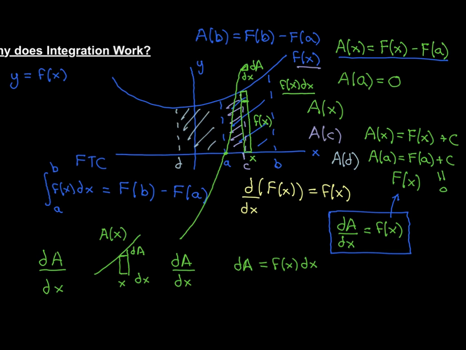So I hope that that video has given you some sort of an insight into why reversing differentiation is so closely related to finding the area under the curve. It's because of the way that the area under the curve increases when you think about making infinitesimal increases in dx.